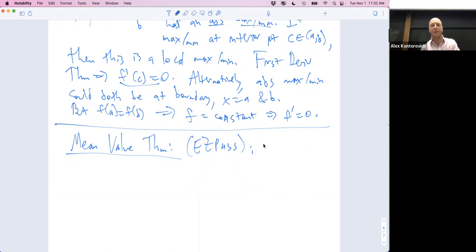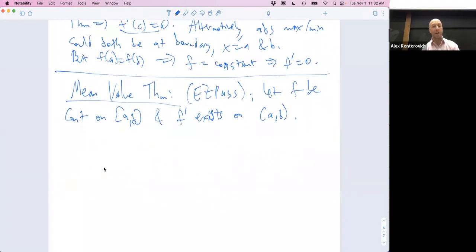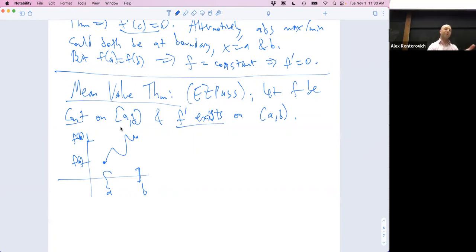The mean value theorem says, let f be continuous on a closed interval [A, B], and differentiable, so f prime exists on the open interval A to B. But I'm not assuming that it's equal at the endpoints. So whatever the value is at A, here's f of A, and here's another value, f of B. And I don't know what's going on in between. It's continuous and differentiable. I mean, differentiable implies continuous. Anyway.